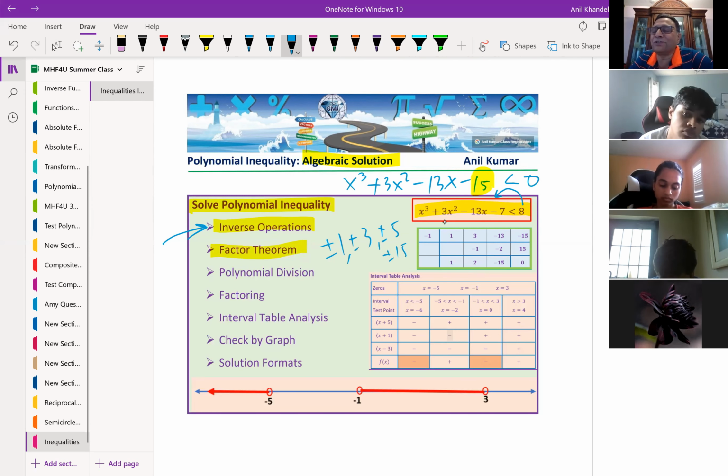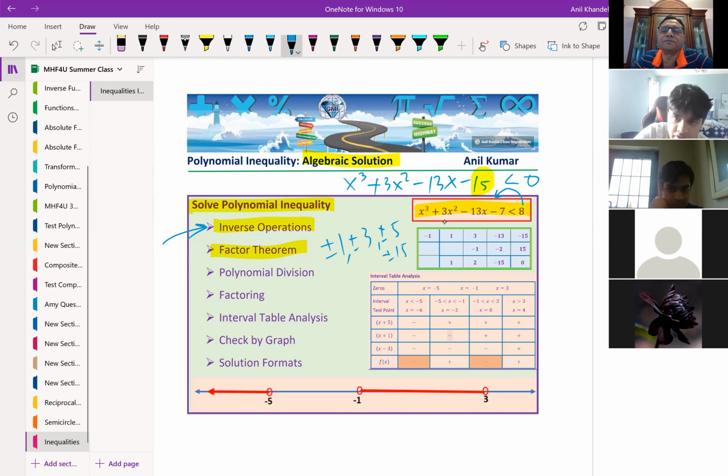Since these are the factors of 15, we'll try with plus 1. What is the value of this polynomial for plus 1? Is it 0? What is the value of this polynomial for minus 1? Is it 0? Similarly, we'll test the other values. A question. Yes. If I remember correctly, wasn't it two factors that multiply to 15 but then add to 13? Is that what you're trying to do?